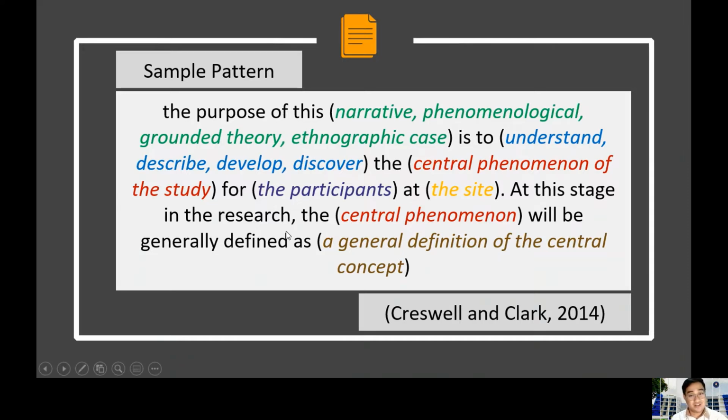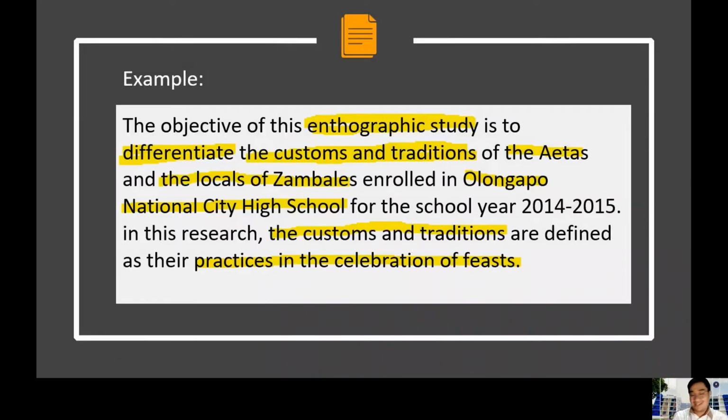At this stage in the research, we have the central phenomenon. Your most important variable will be generally defined as... So what is the definition or the general definition of your central phenomenon? This again can be cited through literature. This sample pattern is coming from Creswell and Clark. Okay, so this is an example.